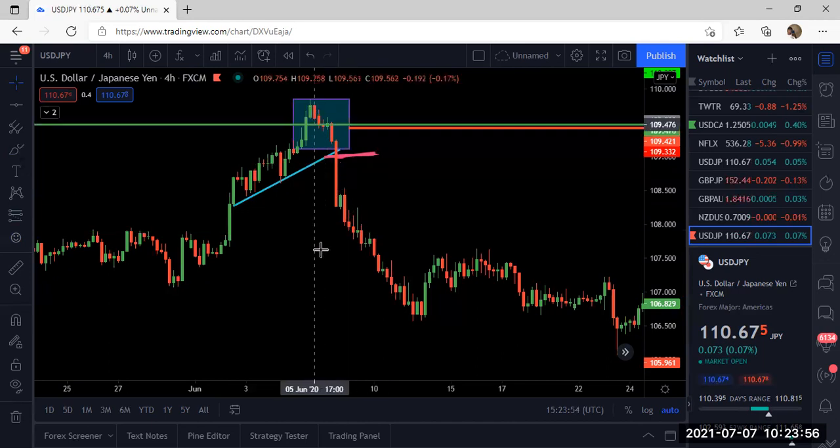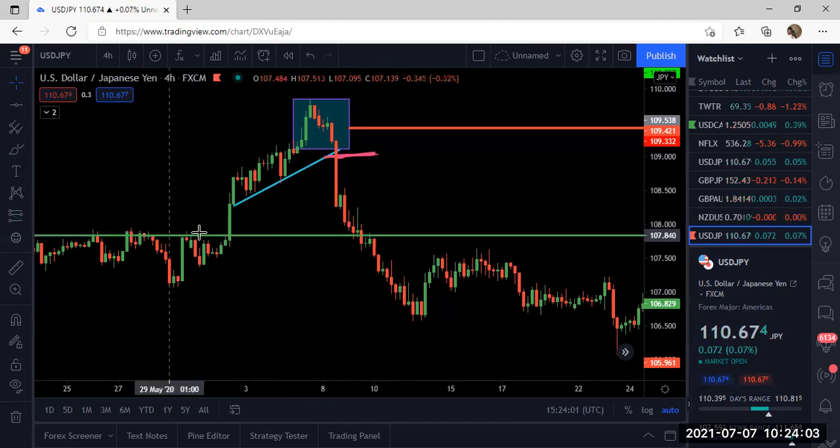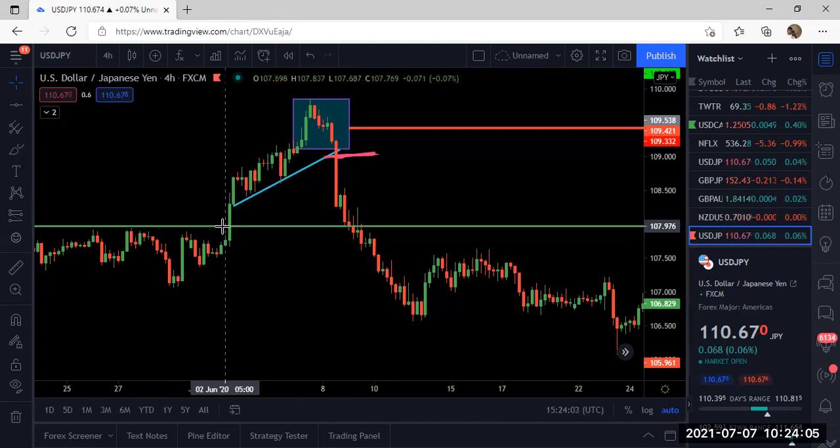Since we're in a bear run, sellers are taking over the market now. I can even look right here and say this used to be previous resistance, but it broke it. I can put my take profit right here.